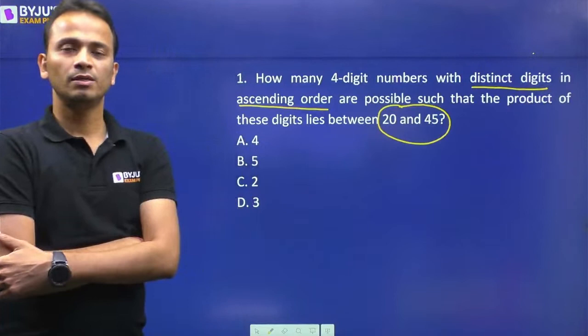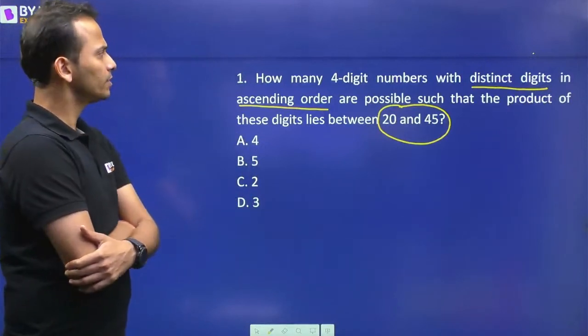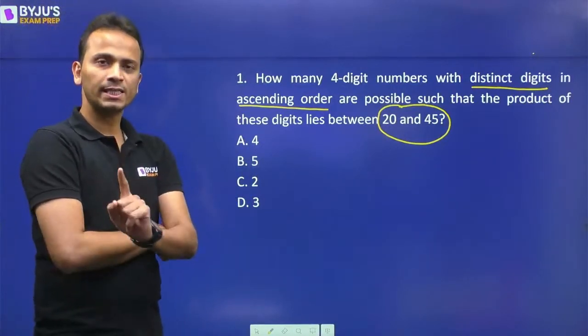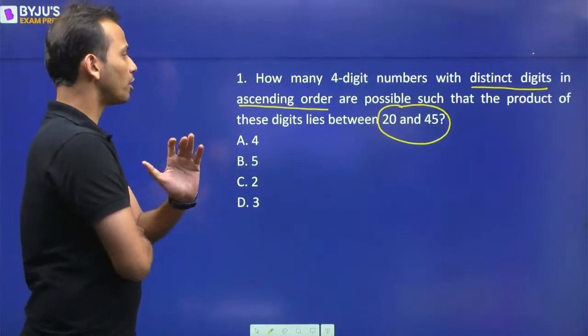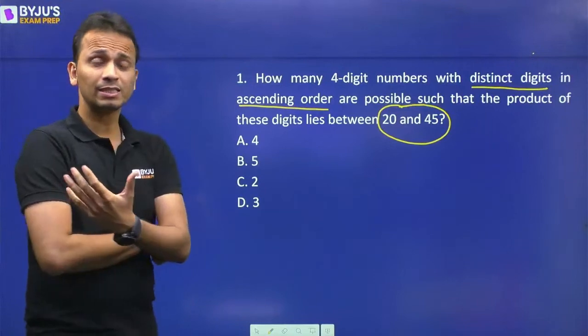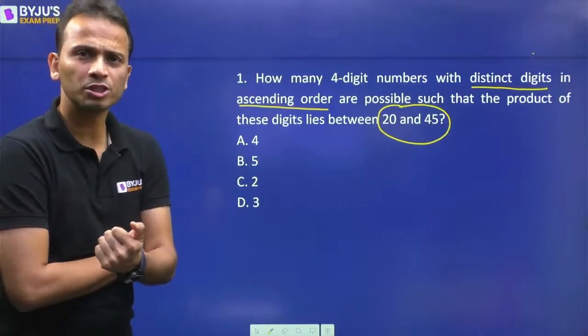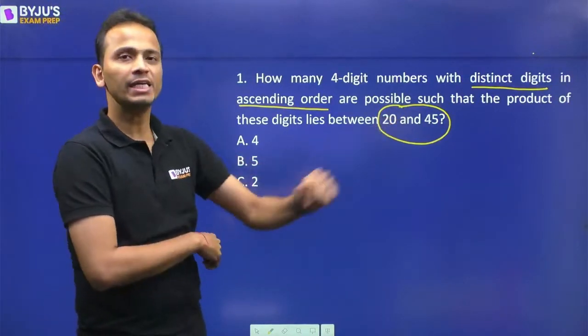Come on, give it a read. Try to solve this. How many 4-digit numbers with distinct digits in ascending order are possible such that the product of all the digits of this 4-digit number lies between 20 and 45?